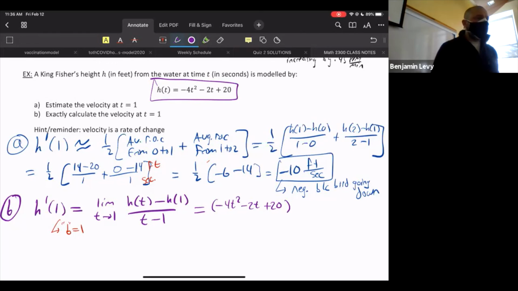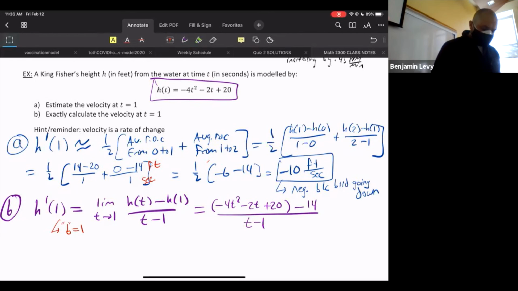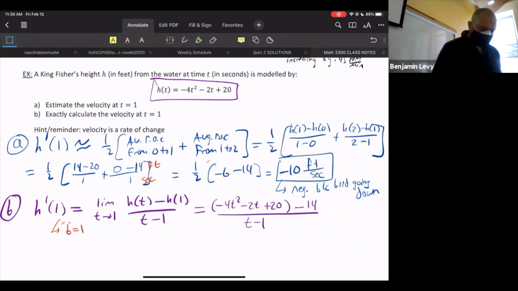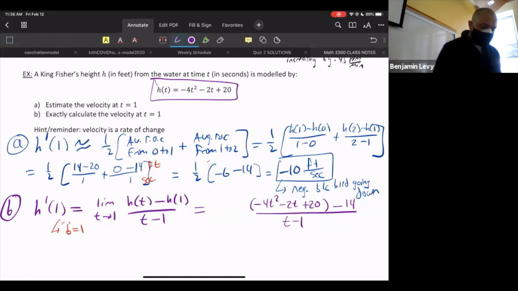And then h of 1, we just found out from the previous thing, when you plug a 1 in there, we got 14. Except I forgot to write the limit, so I'm going to have to slide this over in a second. I forgot to write the limit in there, that's why I'm sliding this over.